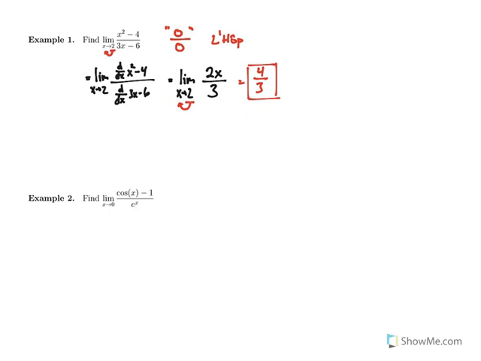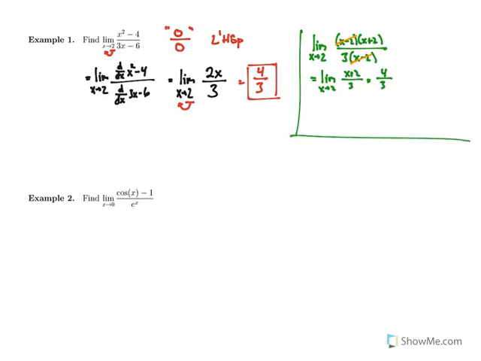Note that in this first example, there's another way that we could have done this, right? We could have done this problem by writing this as x minus 2 times x plus 2 over 3 times x minus 2. Cancel out the x minus 2's, and we can write this as x plus 2 over 3, and we get the same result, 4/3. So there's other ways to go about these problems sometimes, but we're giving ourselves more tools to take care of more limits, and sometimes L'Hopital's rule is going to be the only tool that we can use.